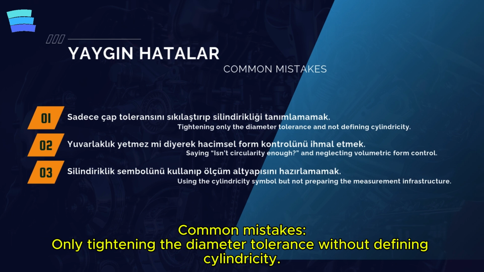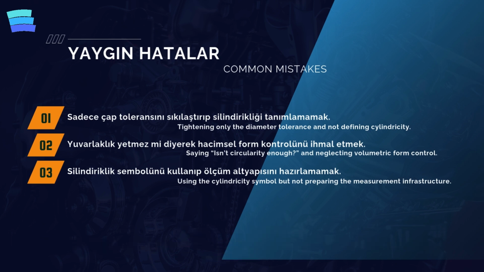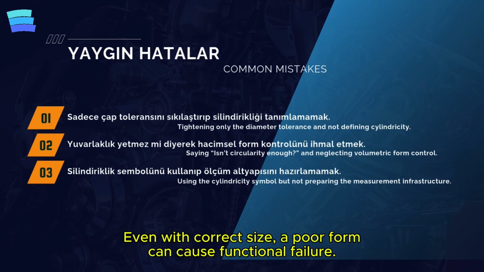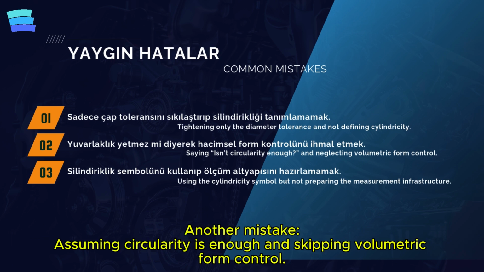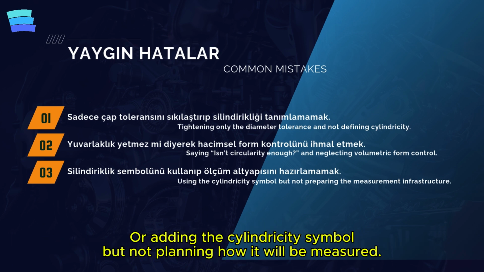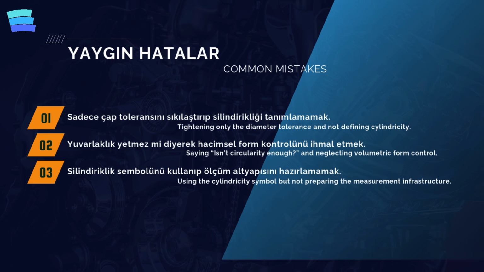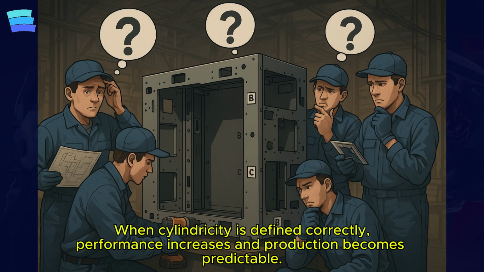Common mistakes: tightening only the diameter tolerance, and not defining cylindricity. Even if the size is correct, the part can lose its function if the form is bad. Saying, "Isn't circularity enough?" and neglecting volumetric form control. Using the cylindricity symbol but not preparing the measurement infrastructure. In other words, writing the control on the drawing without planning how it will actually be verified in the shop. When cylindricity is defined correctly, both performance increases and a repeatable, predictable production process is achieved.